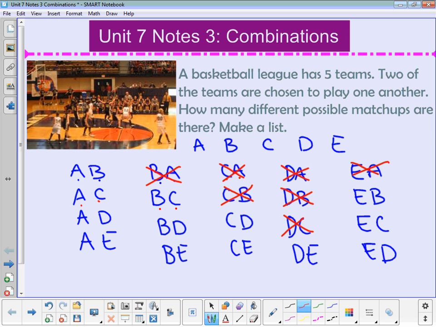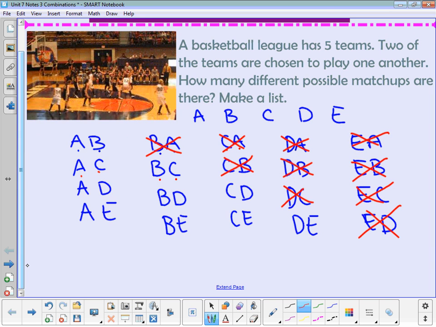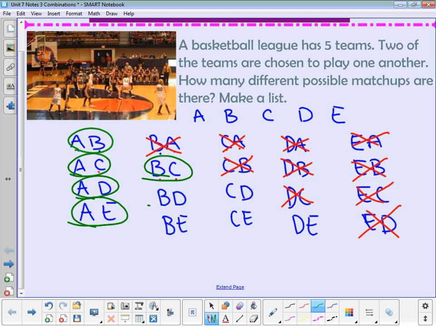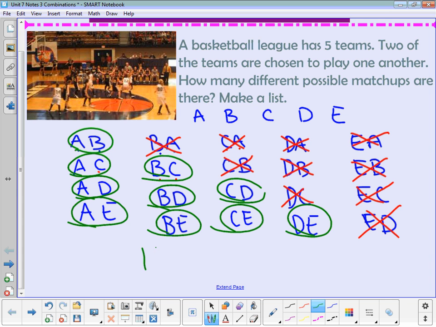I've already got B with E. EB is gone. I've already got C with E. EC is gone. And I've already got D with E, so ED is gone. So I got to eliminate a lot of those different possibilities because it's the same game. I'm not going to list it out twice. So let's look at how many we have left. We have 1, 2, 3, 4, 5, 6, 7, 8, 9, 10. So there's 10 different matchups for that basketball tournament.